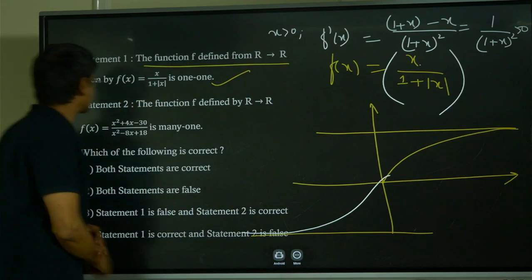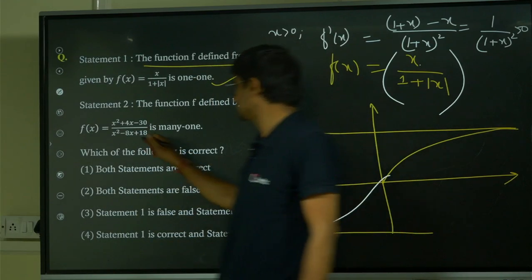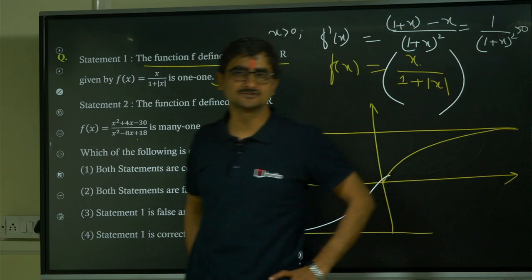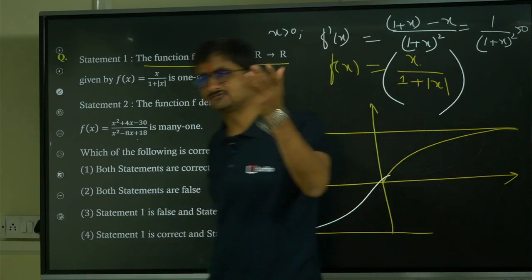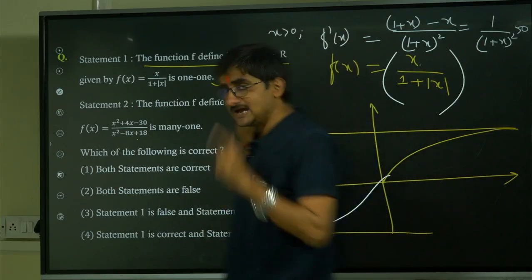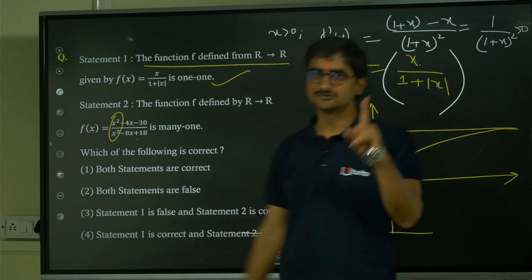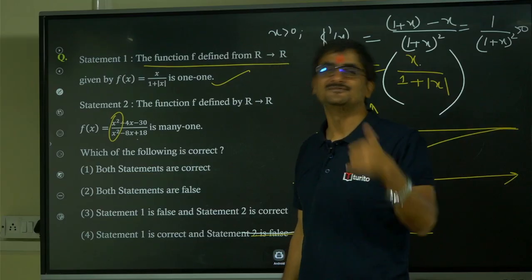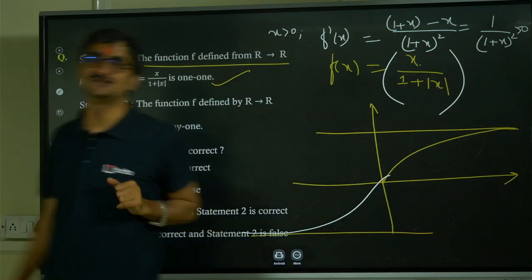Now moving to the next statement, the function defined by x square plus 4x minus 30 upon this, and the denominator can't be 0, it's a quadratic whose discriminant b square minus 4ac is negative. Okay, now see, it's for sure 1. Why? Again, as x goes to infinity, x square by x square, it goes to 1. As x goes to minus infinity, it again goes to 1.